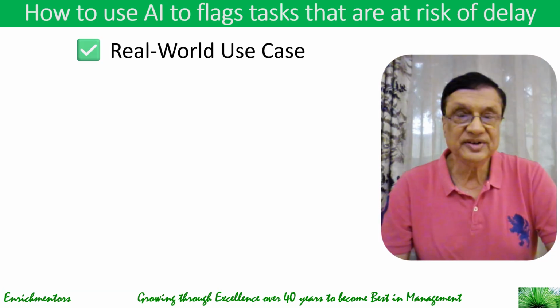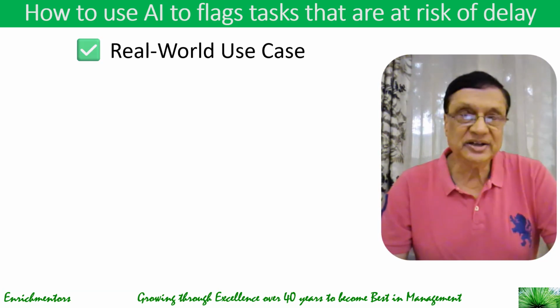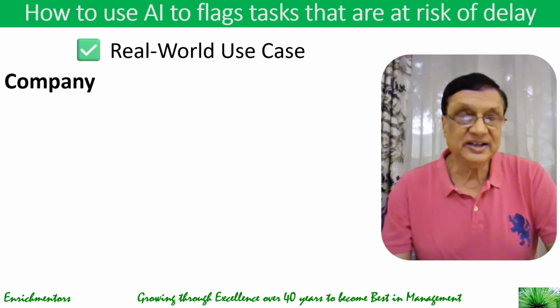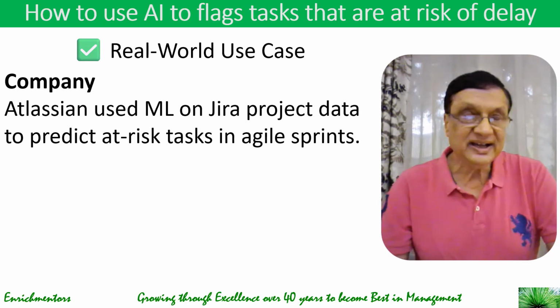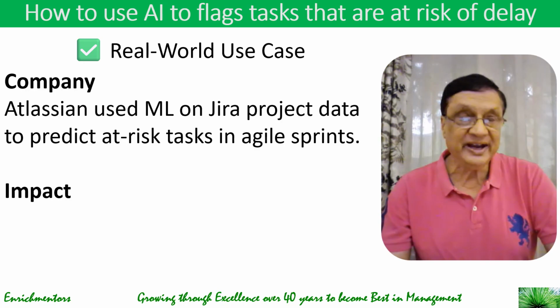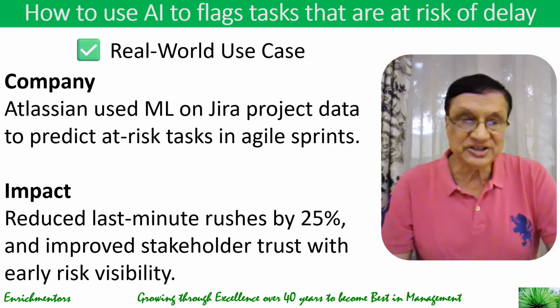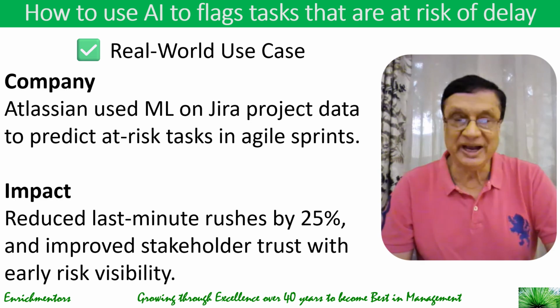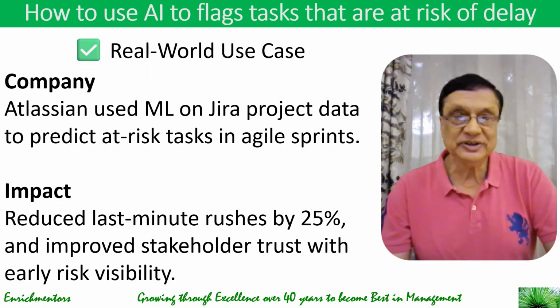So let's take a look at a real-world use case. The company here is Atlassian, using machine learning on Jira project state data to predict at-risk tasks in agile sprints. And the impact of doing this has been that it has reduced last-minute rushes by 25% and improved stakeholder trust with early risk visibility. So that's a real-world use case example.